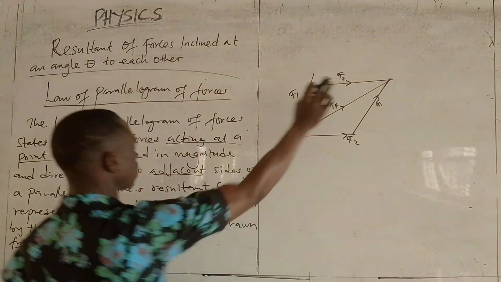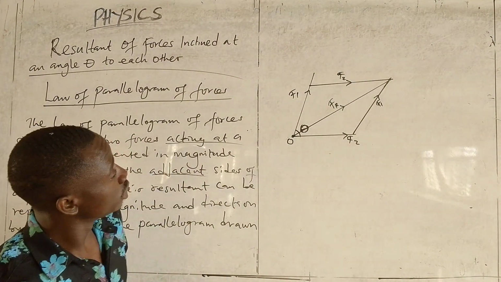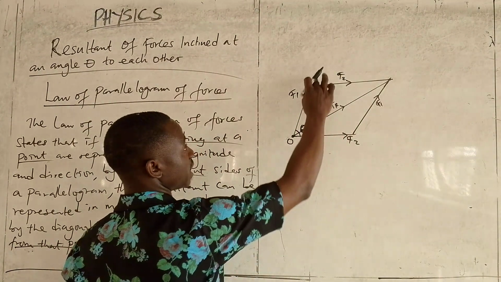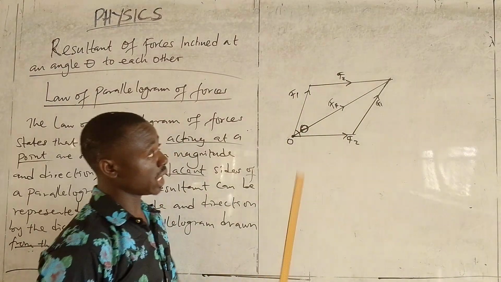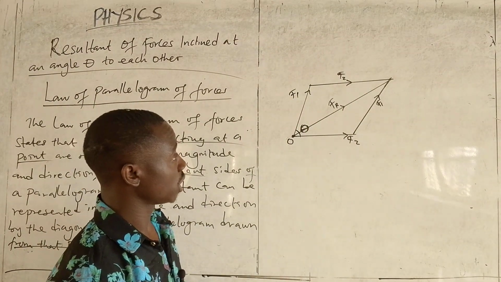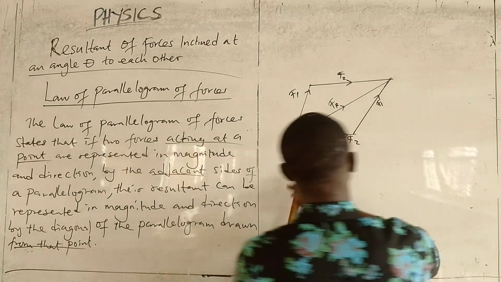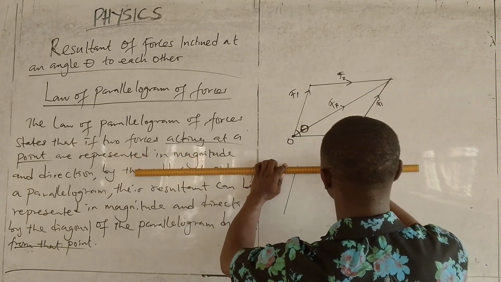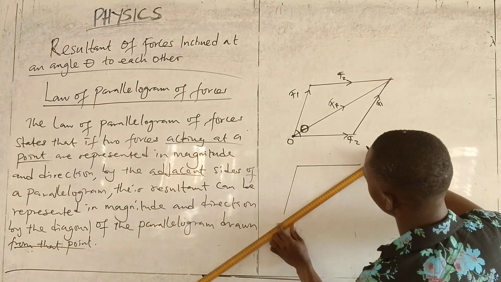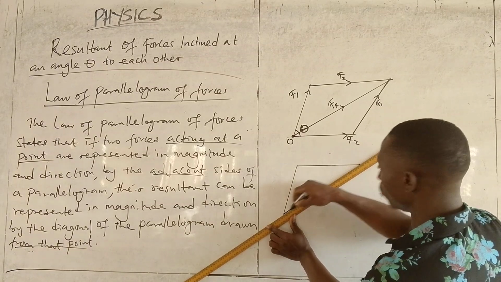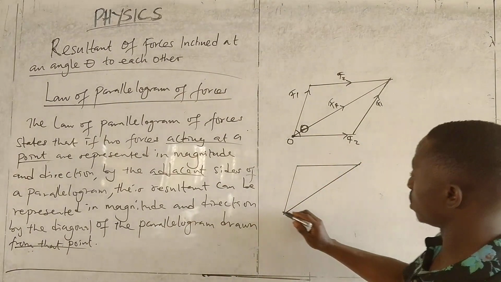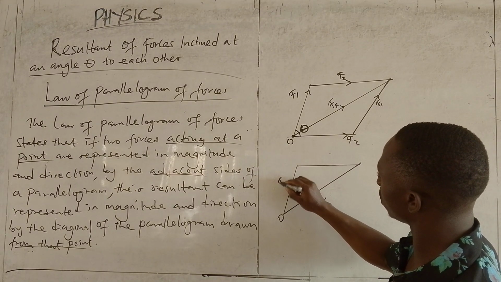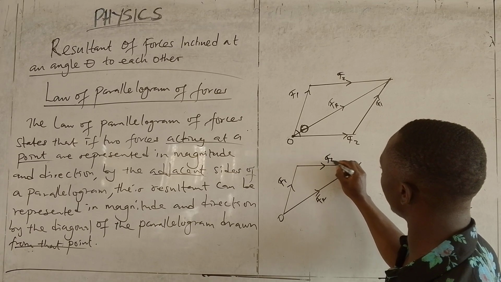All right. Now look at these diagrams very well. You will notice that the resultant, which is the diagonal now, has divided the parallelogram into two, so that we now have two triangles. We have two triangles, right? So let me bring out each of the triangles. The first one looks like this. Can you see? This is FR, this is F1, this is F2.